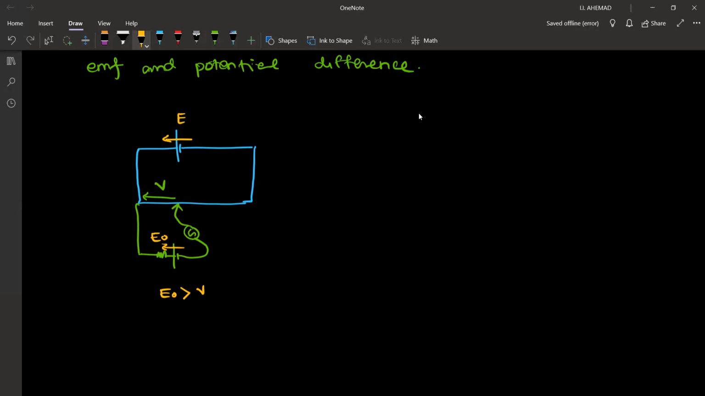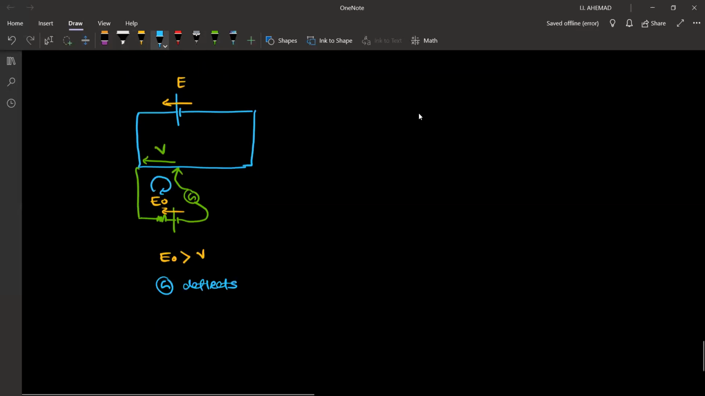Look, in this path, will there be a current flow? If E naught is greater than V, there will be a current flow. Galvanometer deflects, say in this direction. Let's say the galvanometer deflects in this direction. This is a center zero galvanometer.